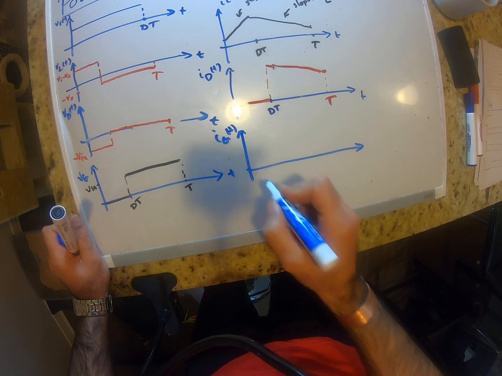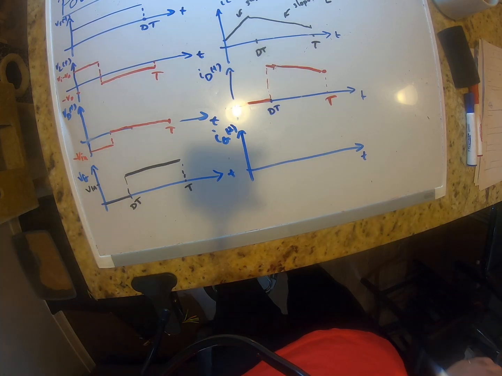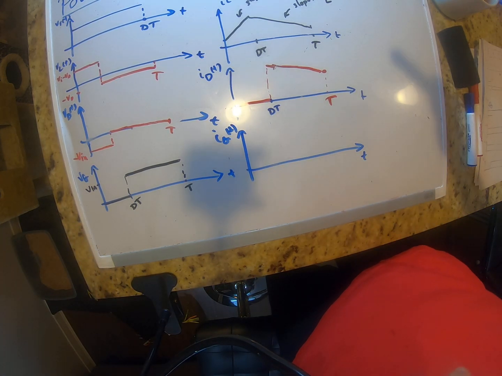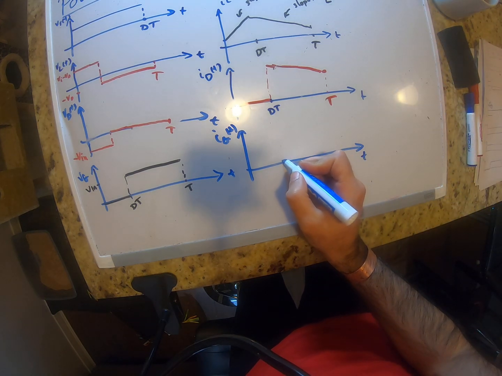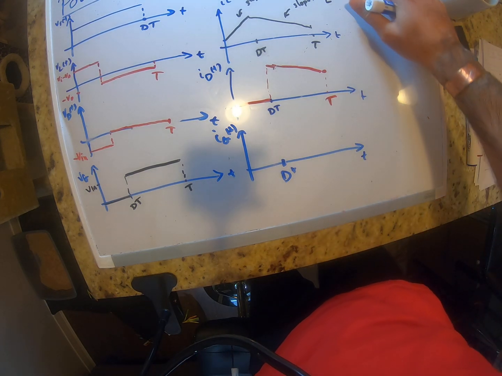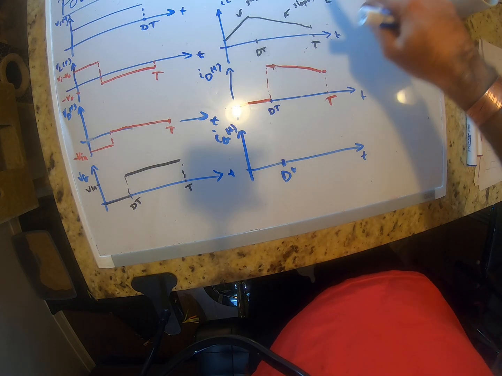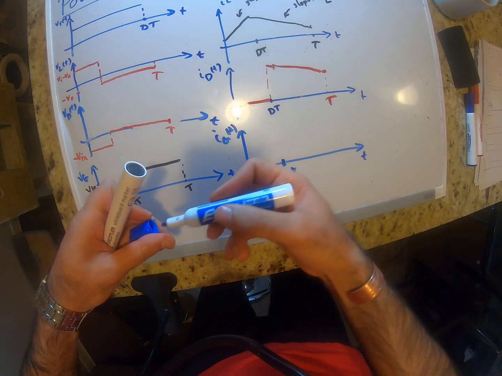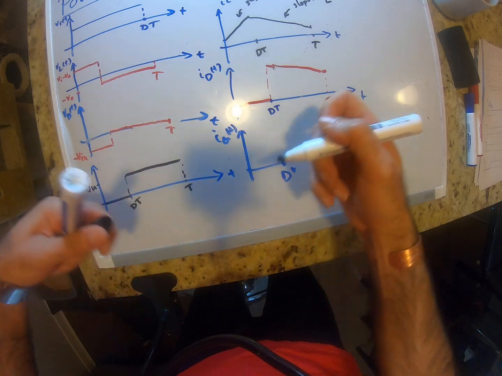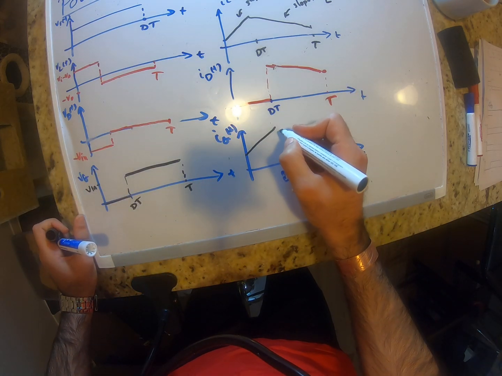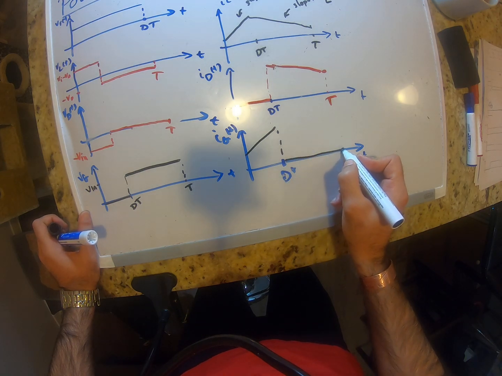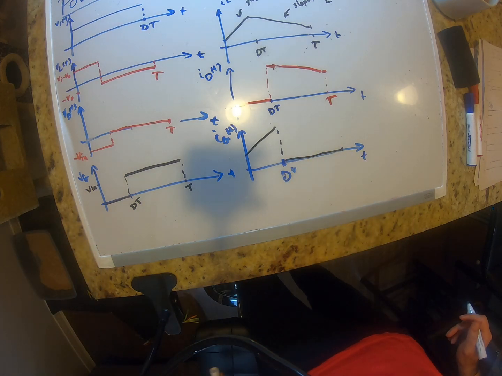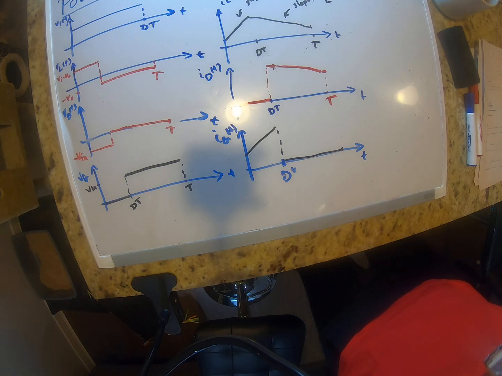Let's do the IQ of T. The current that goes through the inductor for the first dt seconds, the diode is on, so it's the same as the inductor current. So it's going to be exactly the same as the inductor current. And once the switch is open, it's going to be 0.